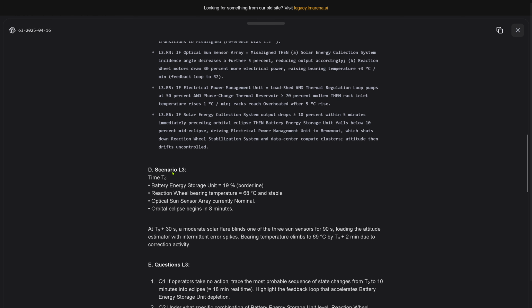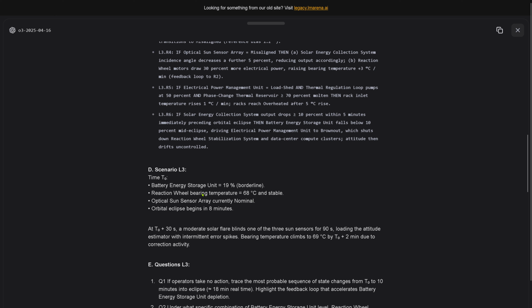And now we have not just new things that are interconnected with new rules. Now we have a new catastrophic scenario, L3. Oh, great. So the orbital eclipse begins for our orbital station in 8 minutes. The new optical sun sensor array is at nominal. Beautiful, at least one that is working.